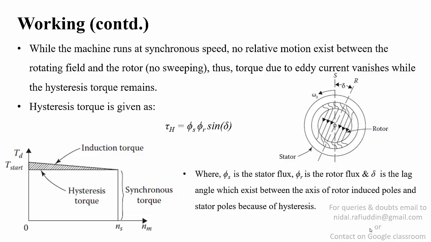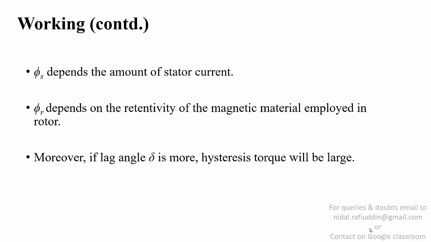The value of stator flux φs depends on the magnitude of stator current, while rotor flux φr is decided by the retentivity of the material employed, and the lag angle δ has a relation with the hysteresis loop. So δ will be larger if the hysteresis loop is large. So the same thing that I just explained: if lag angle δ is more, hysteresis torque will be large.